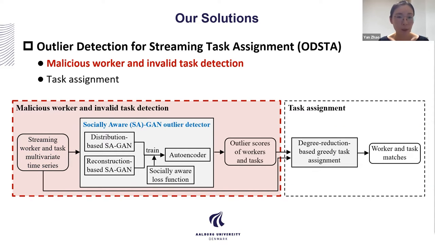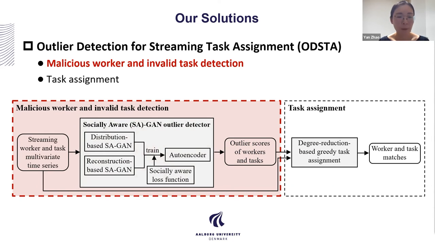This component is equipped with a novel, socially aware GAN outlier detector, called SAGAN for short. More specifically, we designed two SAGANs, namely a distribution-based SAGAN and a reconstruction-based SAGAN, where a socially aware loss function is used to achieve better reconstruction. We use the two SAGANs to train an autoencoder adversarially to learn the regular patterns of worker and task time series. And we can calculate outlier scores for workers and tasks.